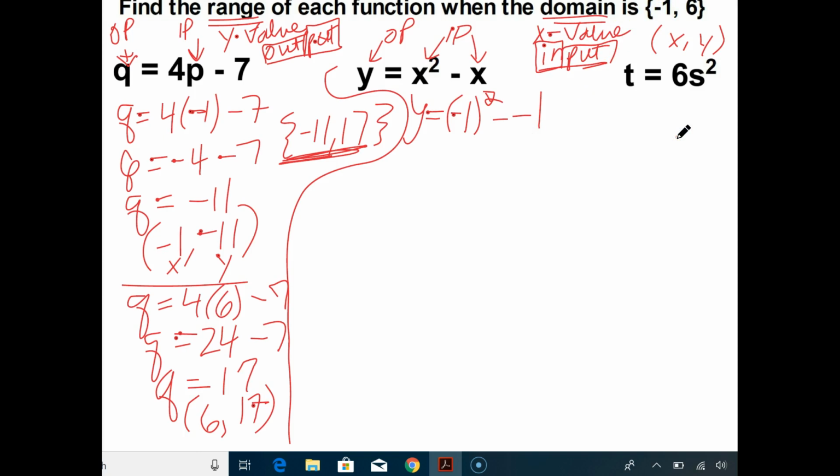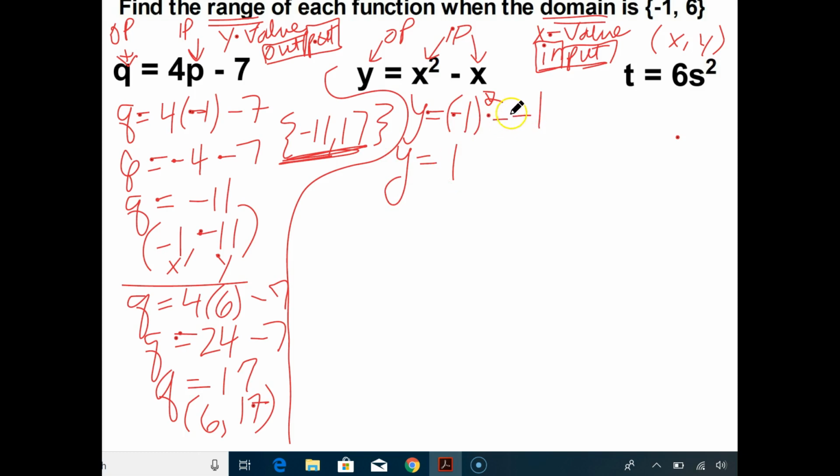-1 squared minus -1. This is my input. You can put that in parentheses to help you see it better, but we're saying (-1) squared. The reason I put this in parentheses is because I'm squaring a negative. So I want you to understand this is a negative times a negative, which gives me a positive. So we get 1.